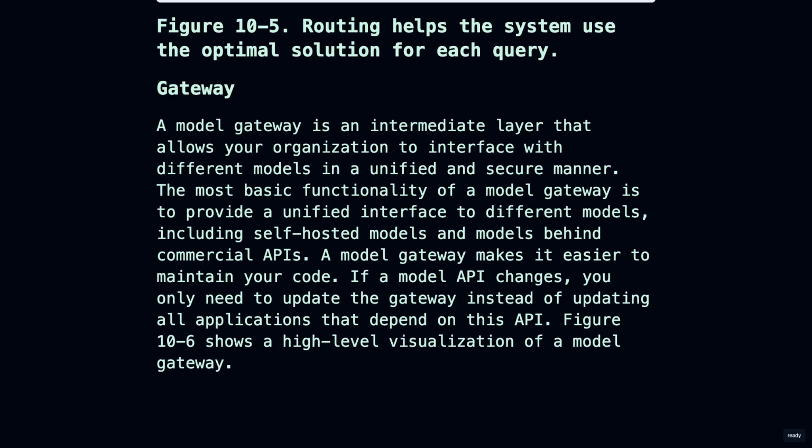A model gateway makes it easier to maintain your code. If a model API changes, you only need to update the gateway instead of updating all applications that depend on this API. Figure 10.6 shows a high-level visualization of a model gateway.